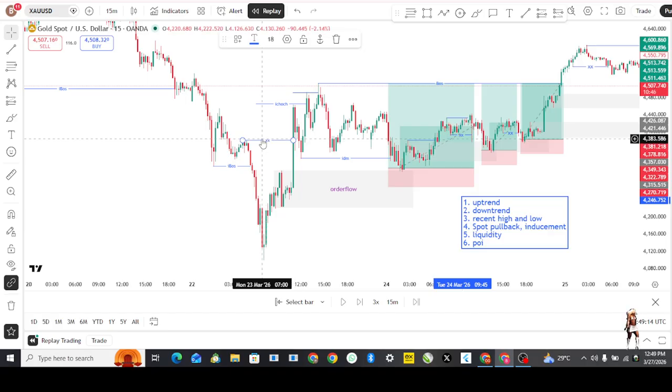After this inducement has been taken out, what do we have? We have a second close above the inducement leg. From here to this up, this is the move that took out this inducement.